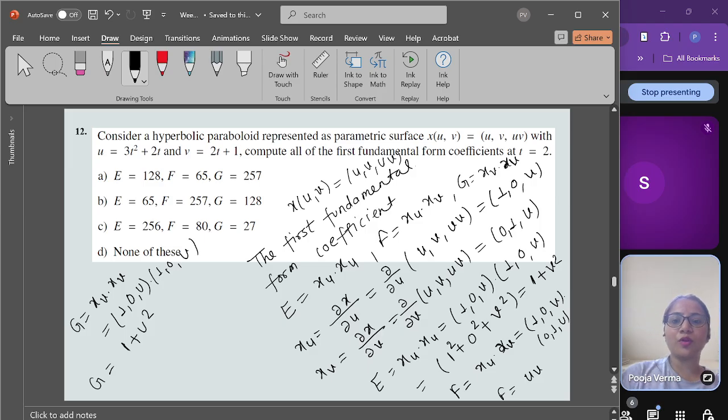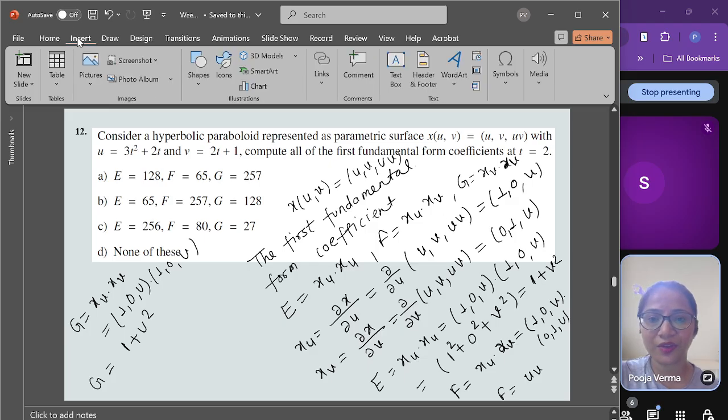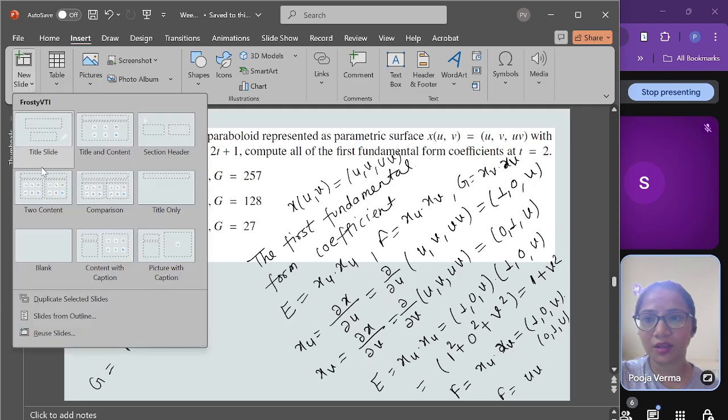Now, the u and v values are also given. We have to take this also: u is equal to 3t squared plus 2t and v is equal to 2t plus 1. We are asked to compute all the first fundamental form coefficients at t equal to 2. So E, F and G we have got in the form of u and v. Now we have to take this one also. I will take another slide, otherwise I have to remove it from here.